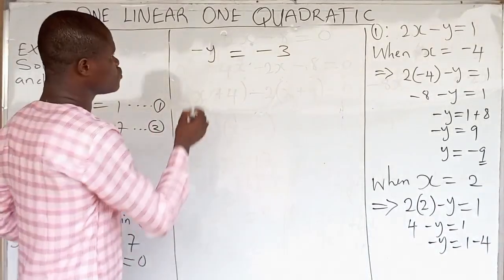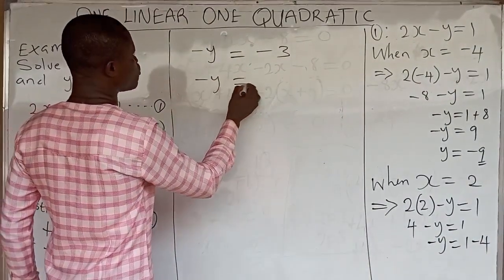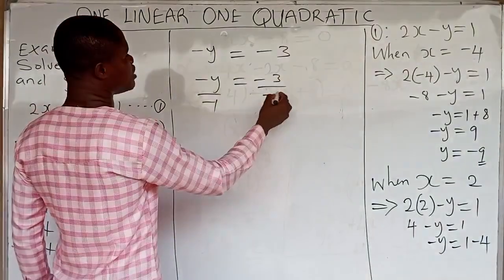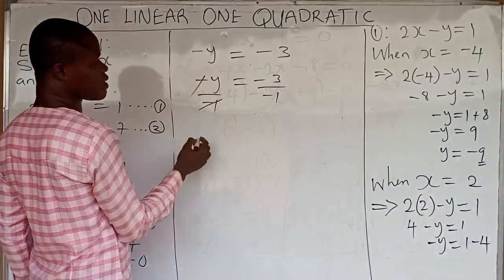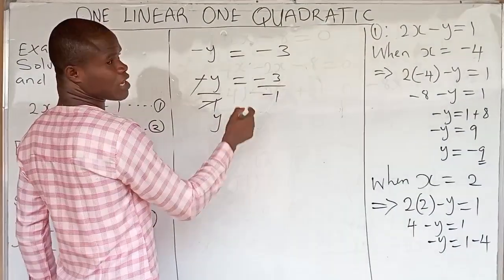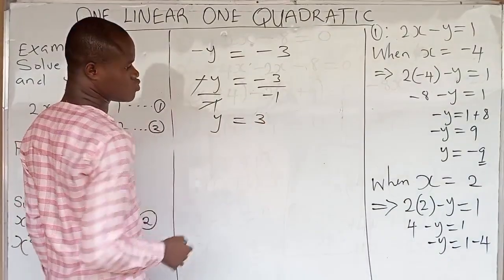So the next thing to do, minus y is equal to minus 3. The next thing to do is to divide by minus 1, divided by minus 1. So that minus 1 will cancel that minus, and the minus will cancel that minus 3. So y is equal to 3.